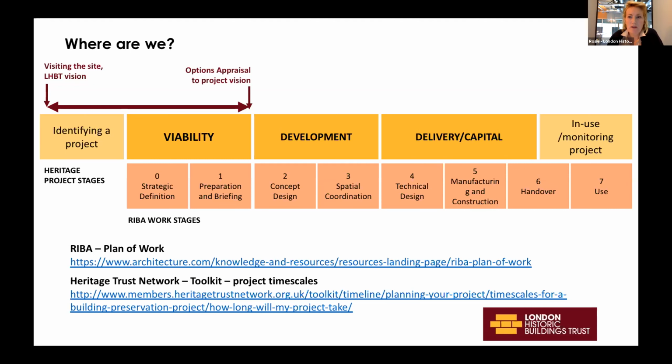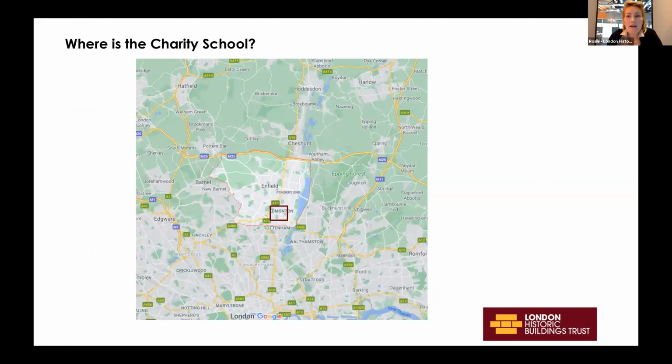And down at the bottom, I've just put a really useful resource, which is the Heritage Trust Network Toolkit, and it's a breakdown of project timescales. And I think perhaps the most useful overview of the different stages of a project, what you should be doing when, and how long each is going to take you. Now, to look at our project, I just want to provide a little context.